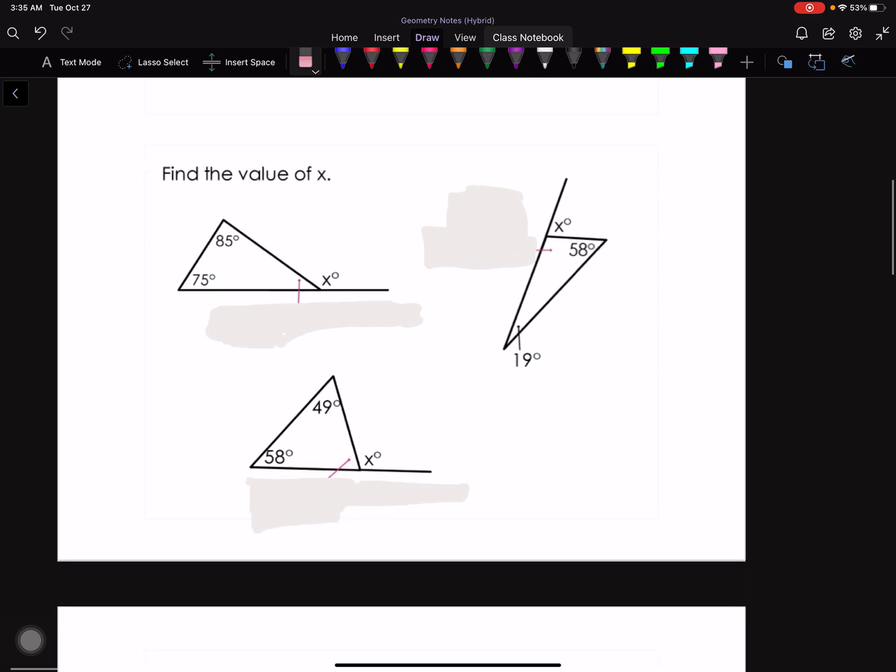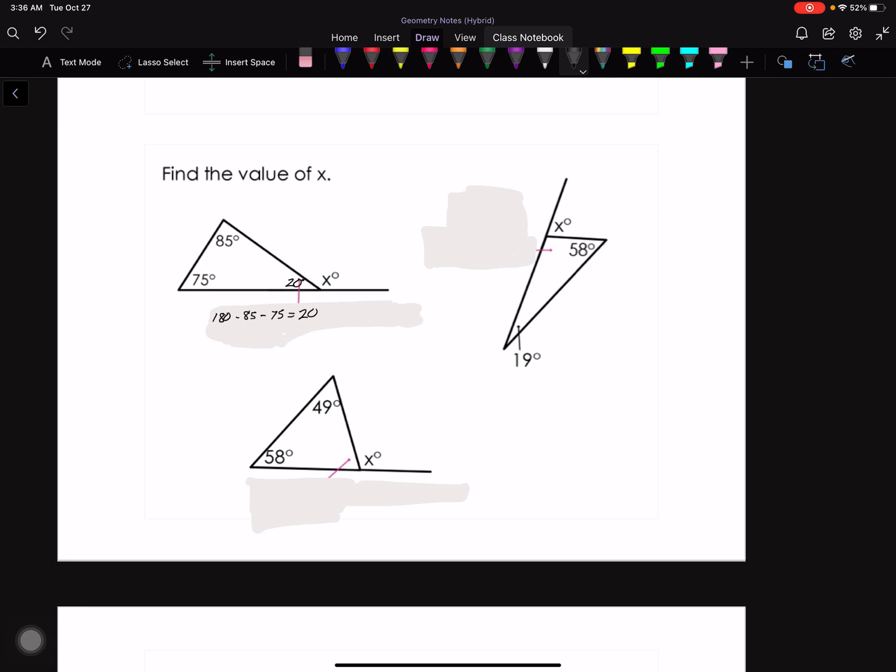So let's just do some work here. Find the value of x. First of all, there's always 180 degrees in a triangle. So if I give you two of the angles, so we have 85 and 75, we know that there's 180 degrees in a triangle, minus the 85 we already know, minus the 75 that we already know. We have 20 degrees left over. So that means that that angle is 20 degrees.